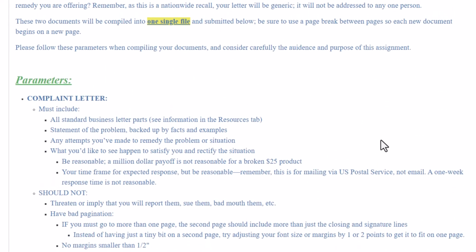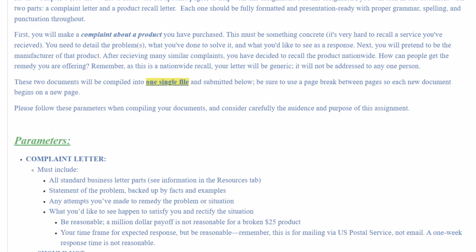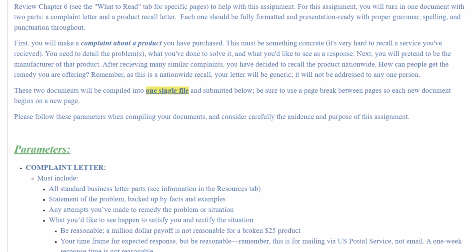For this assignment, you are going to review Chapter 6, if you have the book, and it helps you with writing letters to other people. We are looking for you to write a letter of complaint about a product that you've received, and it should be properly formatted with proper grammar, spelling, and punctuation. And you're going to complain to the manufacturer about something that you have purchased or something you've used. Try not to do a service here because you can't really recall a service. Think more concrete items, that stand mixer that you just purchased, the ceiling fan you just put up in your bedroom. Find some complaint about it.